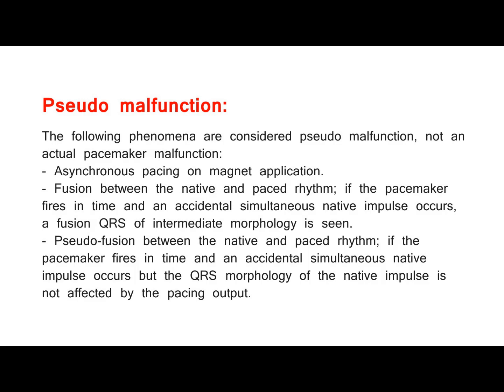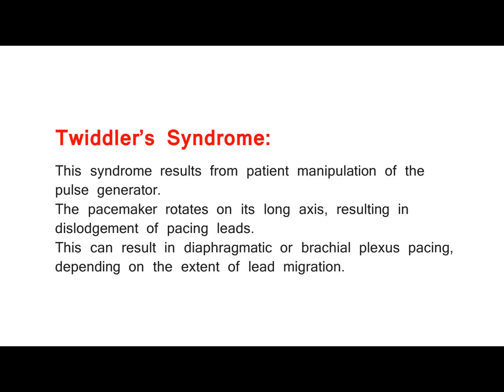If the pacemaker fires in time and an accidental simultaneous native impulse occurs but the QRS morphology of the native impulse is not affected by the pacing output. Twiddler's syndrome. This syndrome results from patient manipulation of the pulse generator. The pacemaker rotates on its long axis, resulting in dislodgement of pacing leads. This can result in diaphragmatic or brachial plexus pacing, depending on the extent of lead migration.